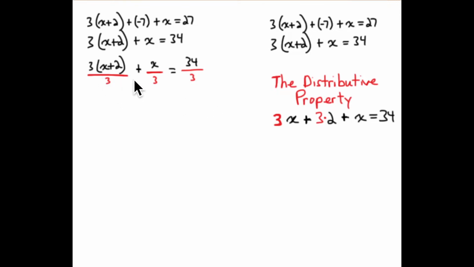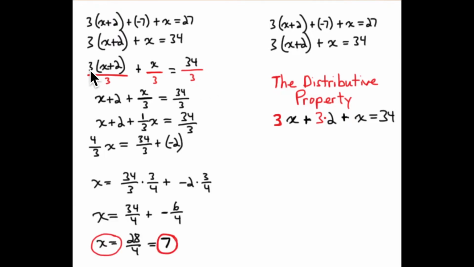If I divide through by 3 or multiply by 1/3, then this 3 times 1/3, 1/3 of 3 is 1, or 3 divided by 3 is 1. So this becomes x plus 2. This is 1/3 of x. It's right here. Same as x divided by 3, or 1/3 of x. And this is 34 thirds, or 34 divided by 3. Now 1x is the same as 3 thirds. So 3 thirds plus 1/3 x is 4 thirds x.